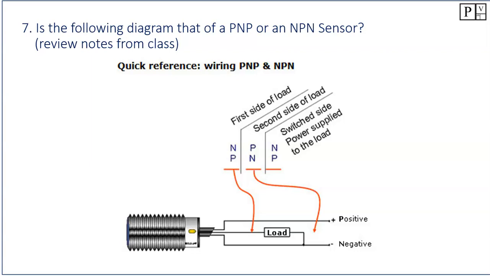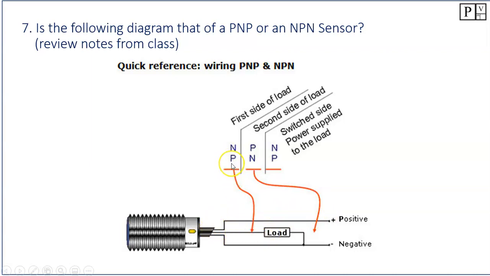So this one again, we're looking at whether it is PNP or NPN. We're looking at a number of things, like where the positive is. So positive goes in here. The negative goes here. So that's our 24 volts power supply for the sensor. Black is going to be the output to the load, which is the PLC. And we're looking at what the PLC is already referencing. The PLC looks like it's referencing the negative. So the sensor is switching the positive to the PLC.